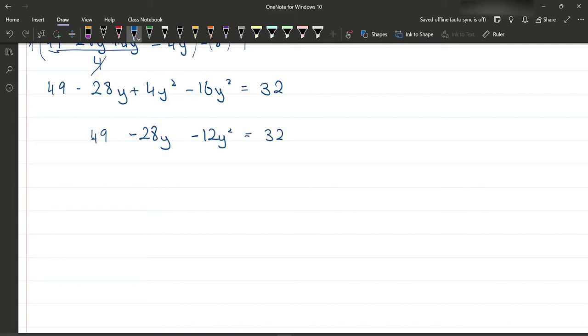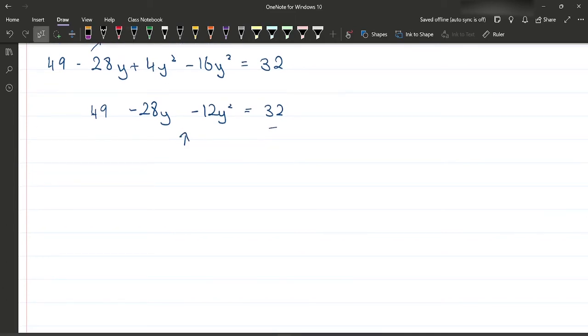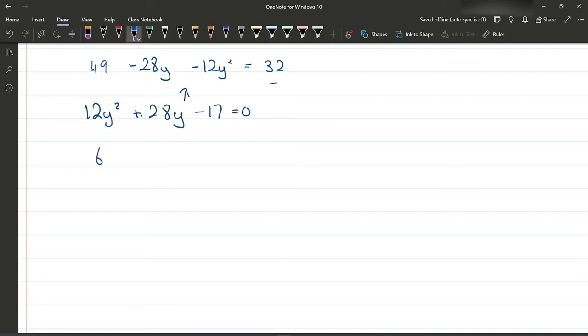Now, what I can do next is take everything from this hand side all the way here. I will do that just so I can have most of my terms as positive, and that always helps. So 12y squared plus 28y, and then we have 32 minus 49, which is minus 17, and I hope I've done this correctly. Yes, it looks like it. So now we can factor it out. To factor out, I will have 6y plus 17 times 2y minus 1, which is also equal to 0.